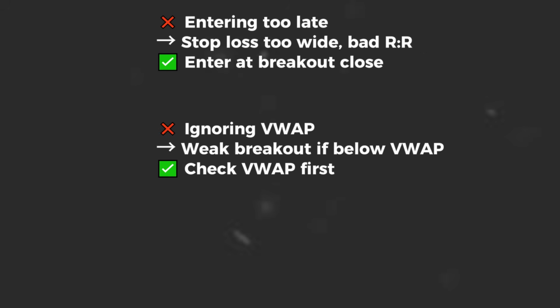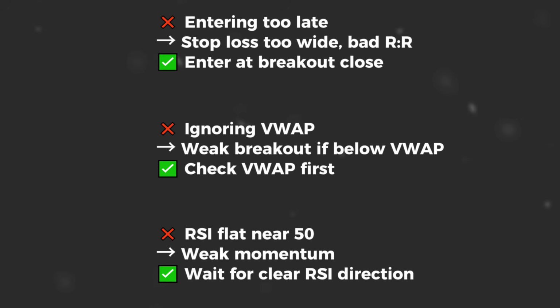Ignoring VWAP position. Many beginners see a breakout and enter, but the price is still below VWAP. This is a red flag. The breakout might not have real strength yet. Always check VWAP first. Trading when RSI is flat around 50. If RSI is not clearly above or below 50, it means momentum is weak. Don't force trades. Only take setups when RSI clearly confirms the direction.